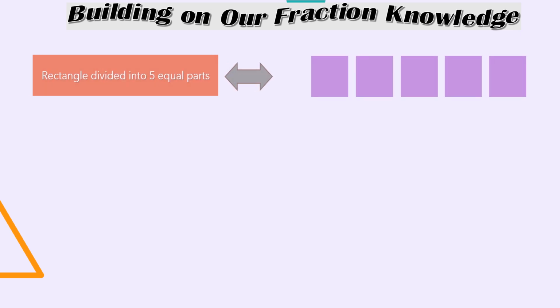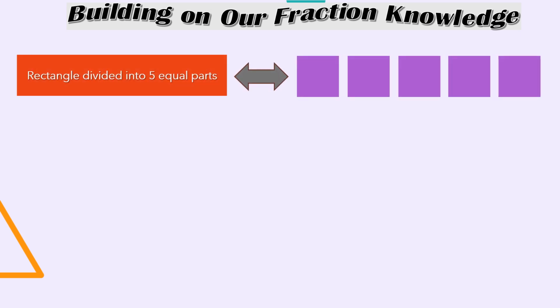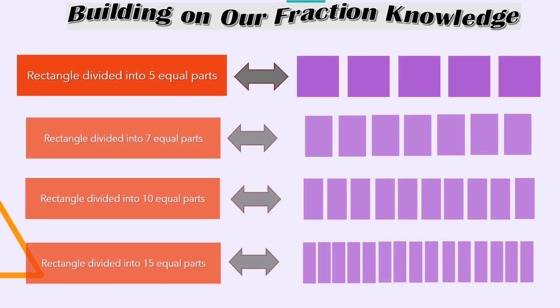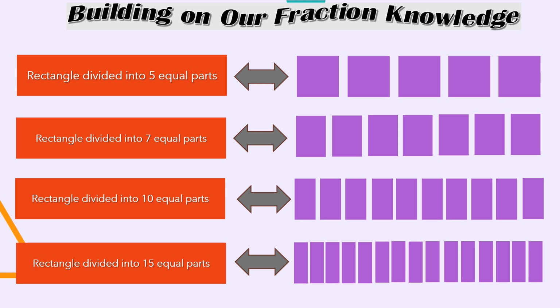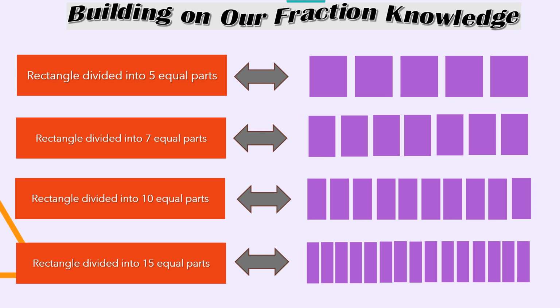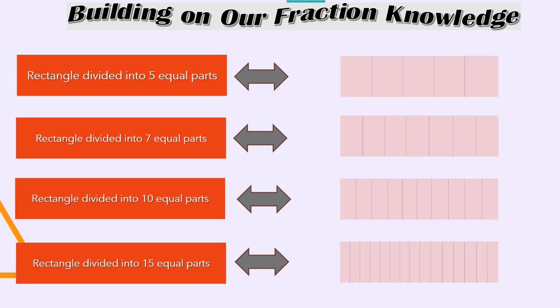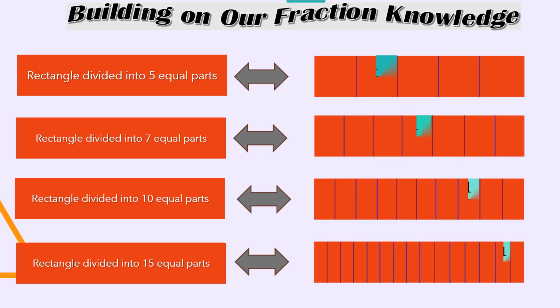We'll divide this rectangle into equal parts in 4 different ways. First into 5 equal parts, then 7, 10, and 15 equal parts. Next, we will combine all the divisions to show how they are divided into equal parts. Notice how the size of the part changes as the number of equal parts increases.